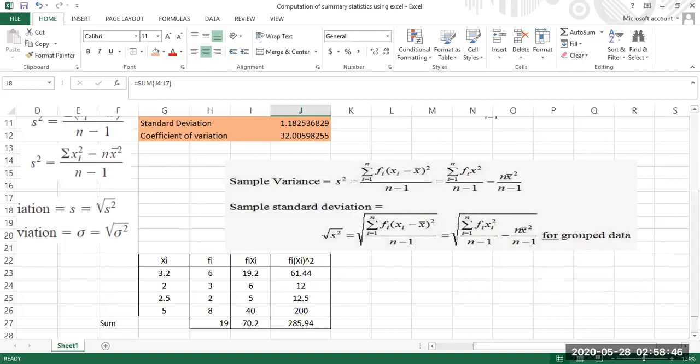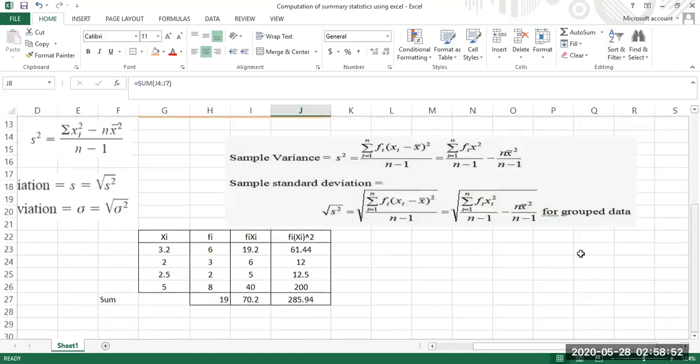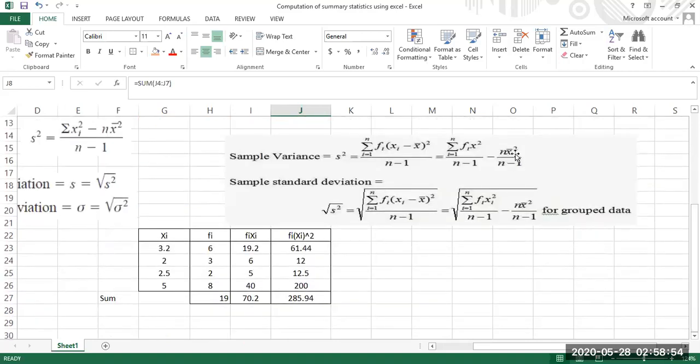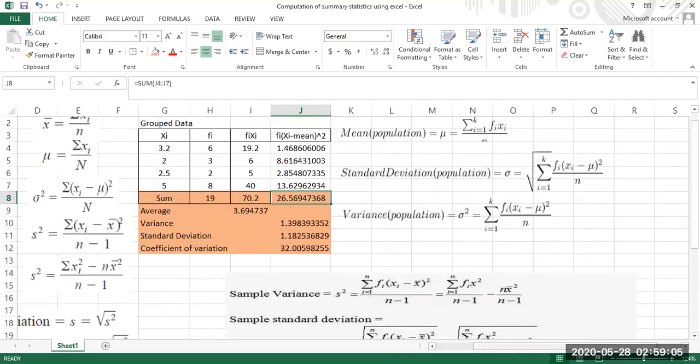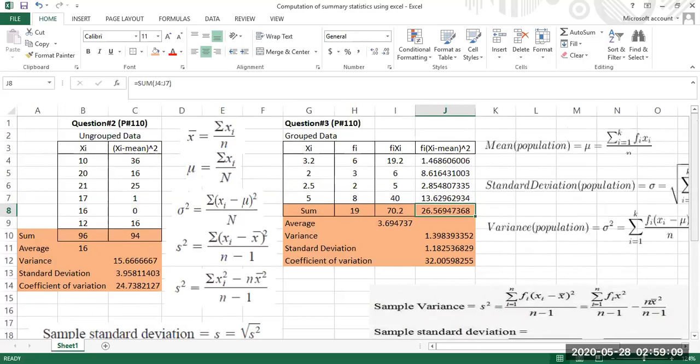X bar would remain the same. You remember there's no difference whatsoever. So 3.69 will be that result which we have to put here, square it up, solve this whole number. We will end up with the same variance, and if we take the square root, with the same standard deviation. So this was a small little tutorial taking these two questions. I hope that you get this.